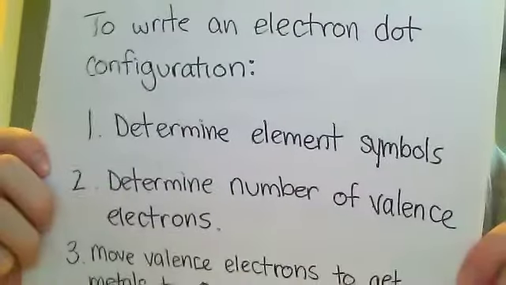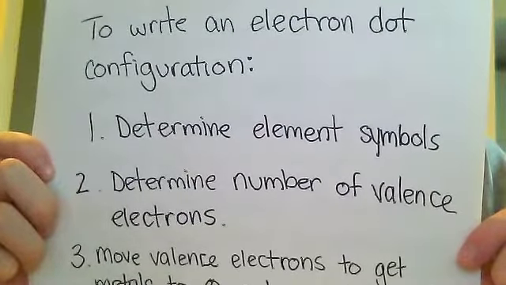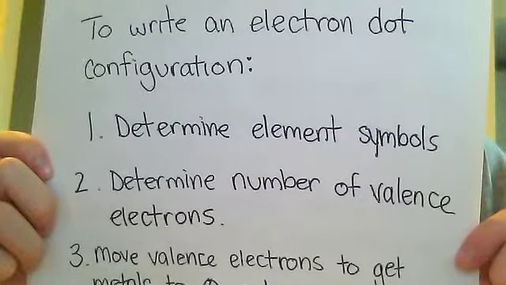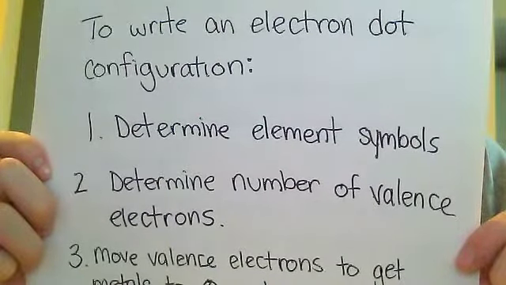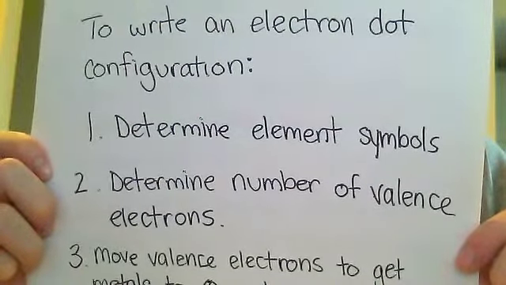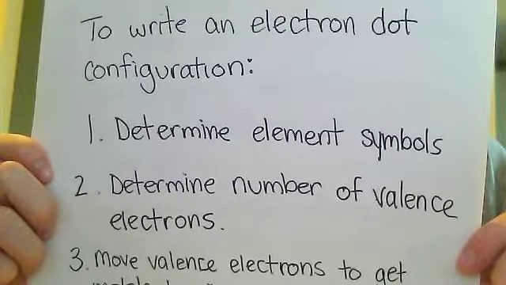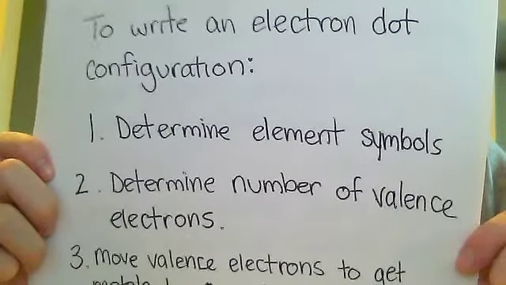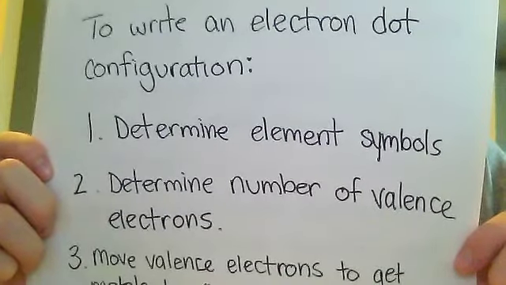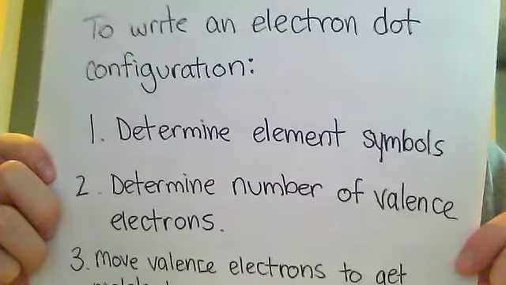To write an electron dot configuration, the first step is to determine what the symbols are for the elements. This can be found by going to the periodic table. Then you determine the number of valence electrons, which can be found by looking at the group in which those elements are located. Depending on the number of valence electrons, you're going to put that amount of dots around the symbol. You will have a maximum of 8 valence electrons.